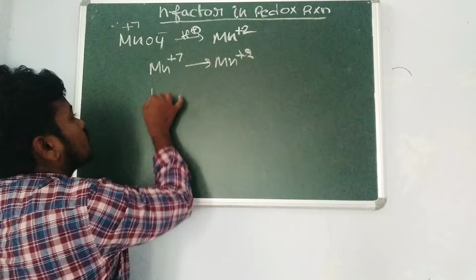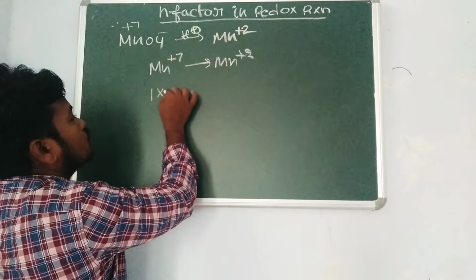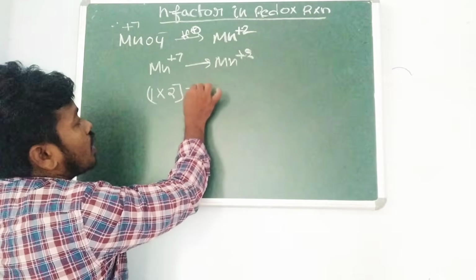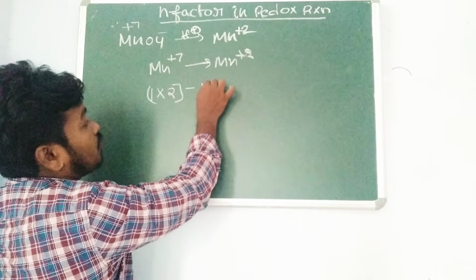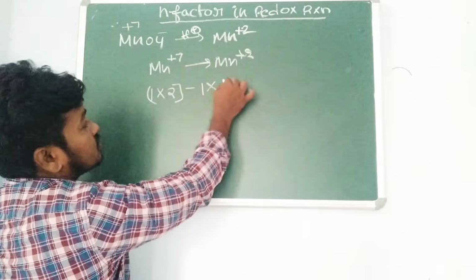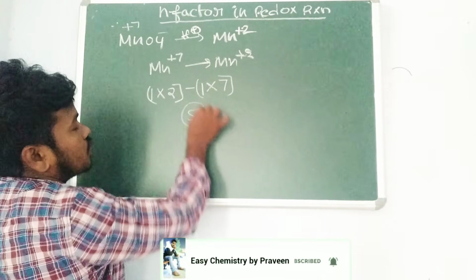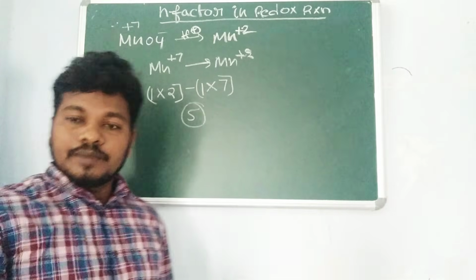So how many are there? 1 Mn changed to plus 2. How many Mn are present in plus 7? 7. So automatically we get 5. So the N factor is also 5.